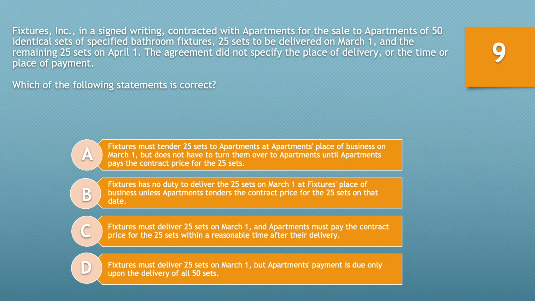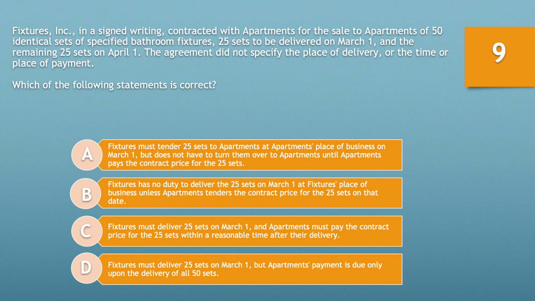Question number 9. Fixtures, Inc., in a signed writing, contracted with Apartments for the sale to Apartments of 50 identical sets of specified bathroom fixtures, 25 sets to be delivered on March 1st, and the remaining 25 sets on April 1st. The agreement did not specify the place of delivery or the time or place of payment. Which of the following statements is correct?